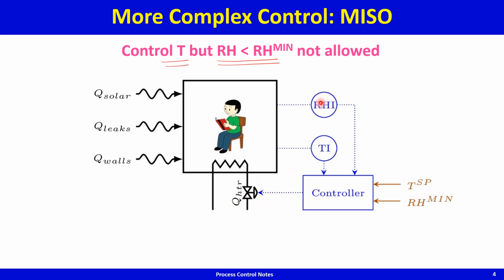On the other hand, if relative humidity starts going below RH min or starts approaching RH min, control switches and the controller adjusts QHTR to hold relative humidity close to RH min. So in the normal situation, the controller adjusts QHTR to hold temperature fixed and relative humidity floats. Then when the switching happens, because the air has become too dry, relative humidity is fixed by adjusting heater duty and temperature floats.